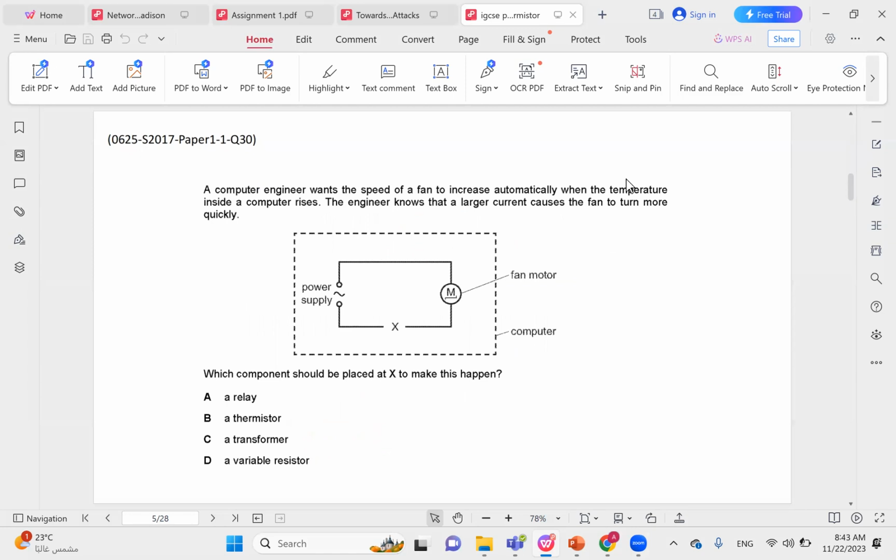A computer engineer wants the speed of a fan to increase automatically when the temperature inside the computer rises. The engineer knows that a larger current causes the fan to turn more quickly. So we want something to link to a change in temperature when the temperature rises. So which device is dependent on temperature? The only device that we know of that depends on temperature is the thermistor. So choice B here would be the correct choice.